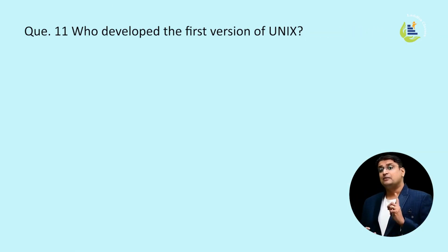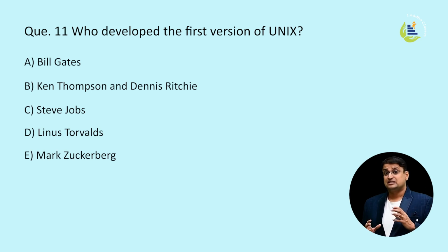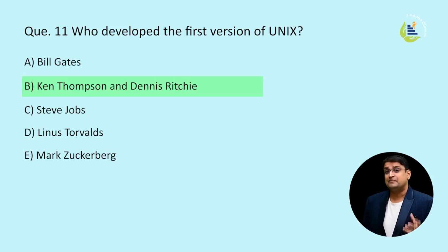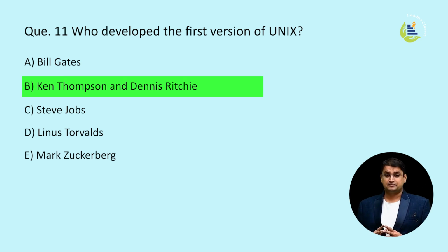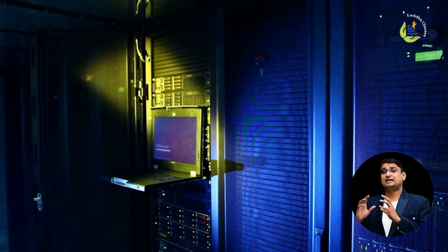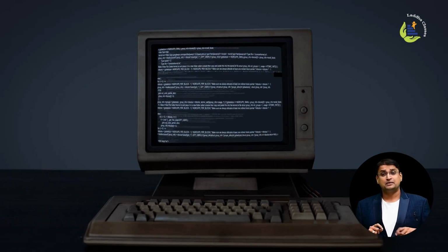Question 11. Who developed the first version of Unix? Options are Bill Gates, Ken Thompson and Dennis Ritchie, Steve Jobs, Linus Torvalds, Mark Zuckerberg. Correct answer option is B, Ken Thompson and Dennis Ritchie. Because the first version of Unix was developed by Ken Thompson and Dennis Ritchie at AT&T Bell Labs in 1969. Dennis Ritchie also created the C programming language, which was essential for Unix's development.